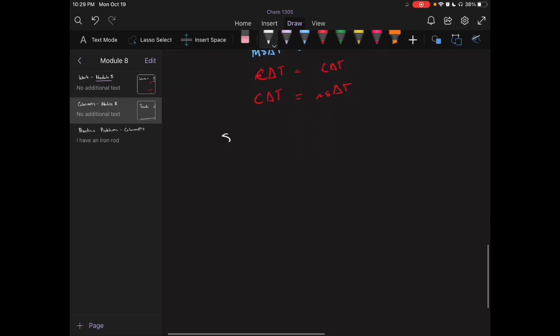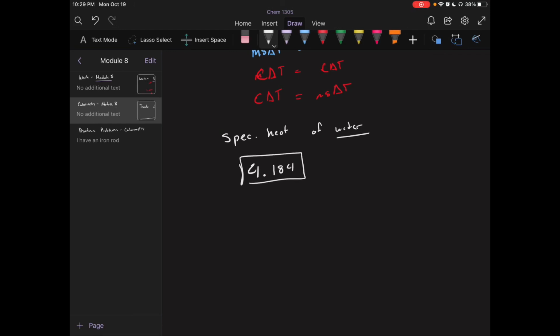There's one thing that you need to know, and it is just the specific heat of water. You will definitely need to remember this, and that is 4.184. So that is equal to S, and remember, it's joules over gram Celsius. So that's 4.184 joules per gram Celsius. And you definitely need to remember this. Okay?